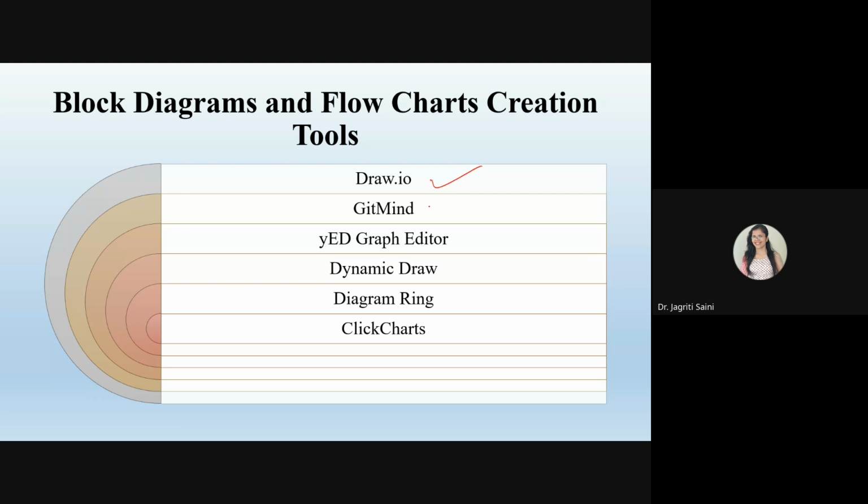And other than this, you can have Gitmind, you can have Graph Editor, Dynamic Draw, you can have Diagram Ring, we have click charts also. You can even use Google Drawing platform for creating any of your block diagrams or flowcharts, etc. They make the process easier. I'll be demonstrating this Draw.io also in between if we get time. So we'll talk about this in detail as well.